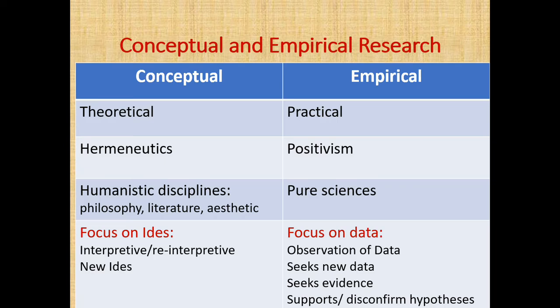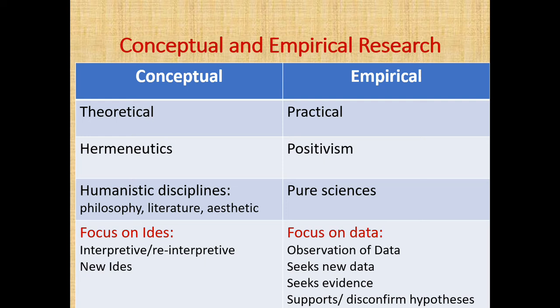Point number 1 is conceptual and empirical research, and the focus is on the differences. For that purpose, you can see a table in front of you. On one column, we have the features of conceptual research, and on the other column, we have the features of empirical research. So conceptual research is basically theoretical in its nature, whereas the empirical, as the name suggests, is in its nature practical, or it has practical aspects.